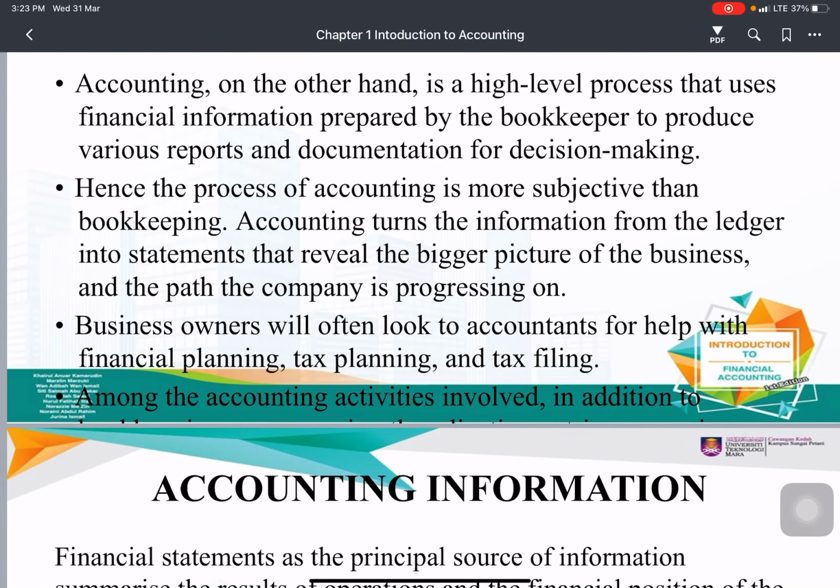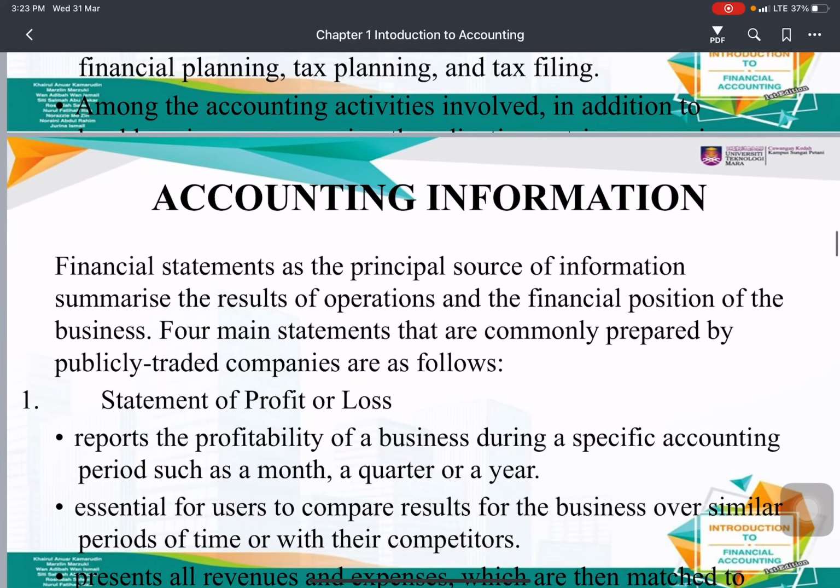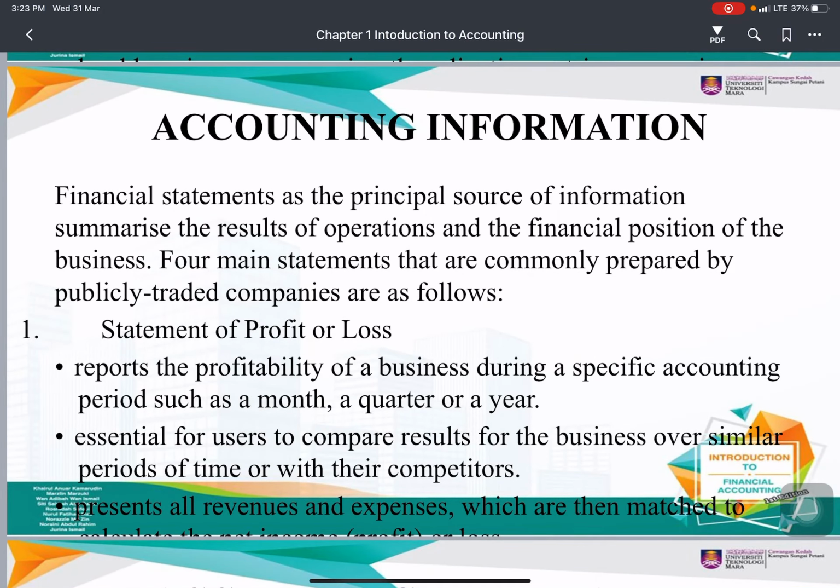Alright, so business owners often look to an accountant for help with financial planning and tax filing. So that is involved here. Alright, next, accounting information. So these are the accounting information that you should know. Number one, statement of profit or loss.